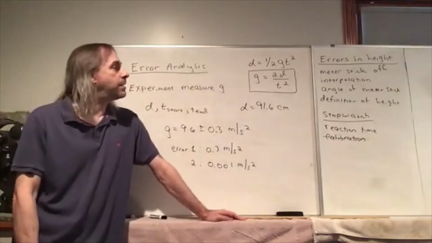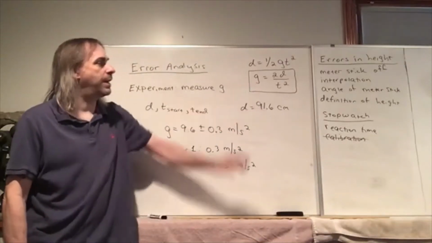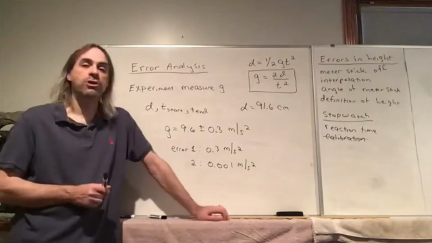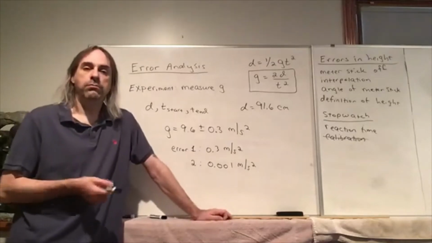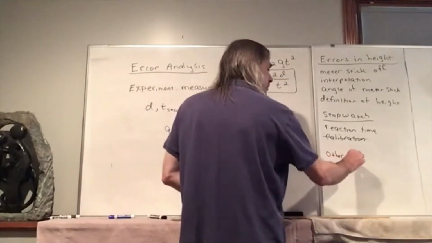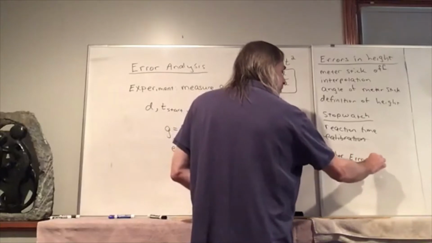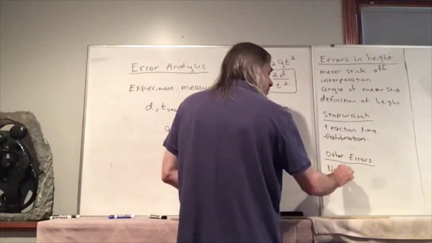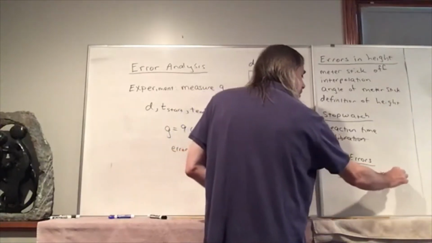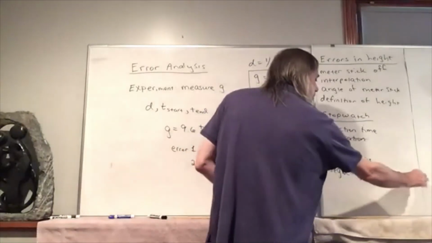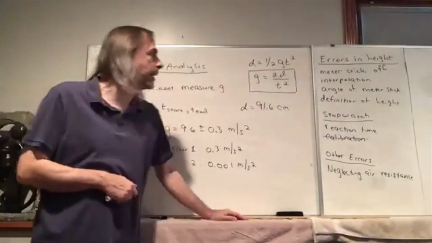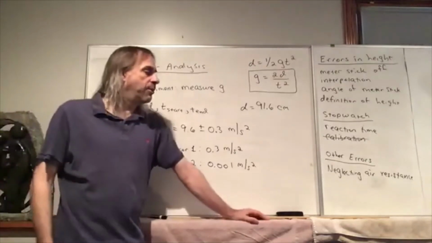One of them is, is this equation actually correct? Will this accurately measure g for the experiment we're doing? And the answer is no. The reason is neglecting air resistance. I'll just say other errors. So we're neglecting air resistance. And so that's another error that isn't obvious from just looking at the equation. But that's something we often do in our labs.